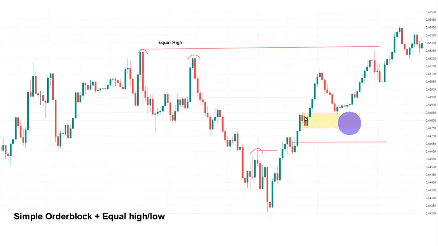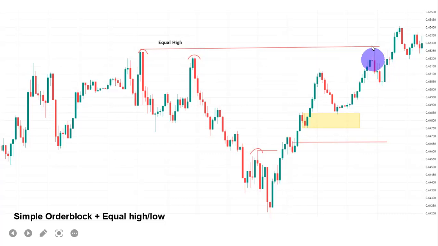So this is what makes this a high probability order block. Very simple: the simple order block setup plus the equal high. When you take your trade here, your stop loss goes below here, and you know that this becomes a draw on price. So you can be targeting the high right there, or you could take out profit here if you've met your target.